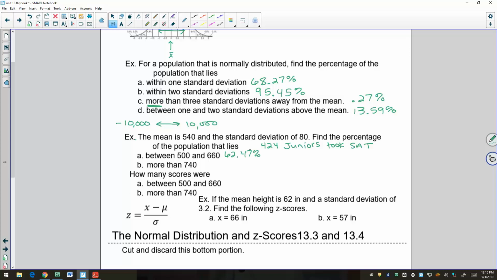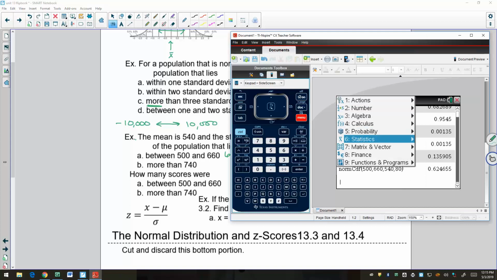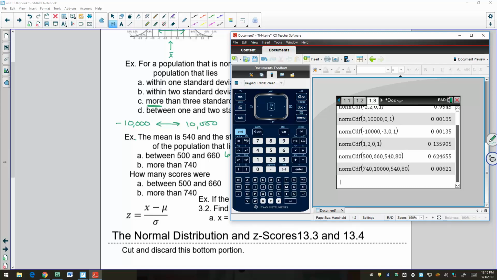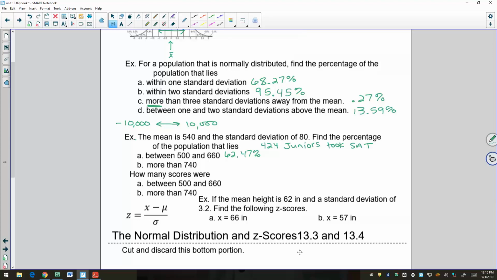Now, more than 740. So that's our lower bound. Go back to menu, stats, distributions, normal CDF. Our lower bound is 740. We want to be more than that. Like I said, if you want to be more or less than something, make your upper limit 10,000, or if it's less than, make your lower limit negative 10,000. So we're going to make it 10,000. The average again was 540, the standard deviation was 80. Your calculator will tell you, move this 2 spots, it's 0.621%. So a very low percentage, 0.621%.